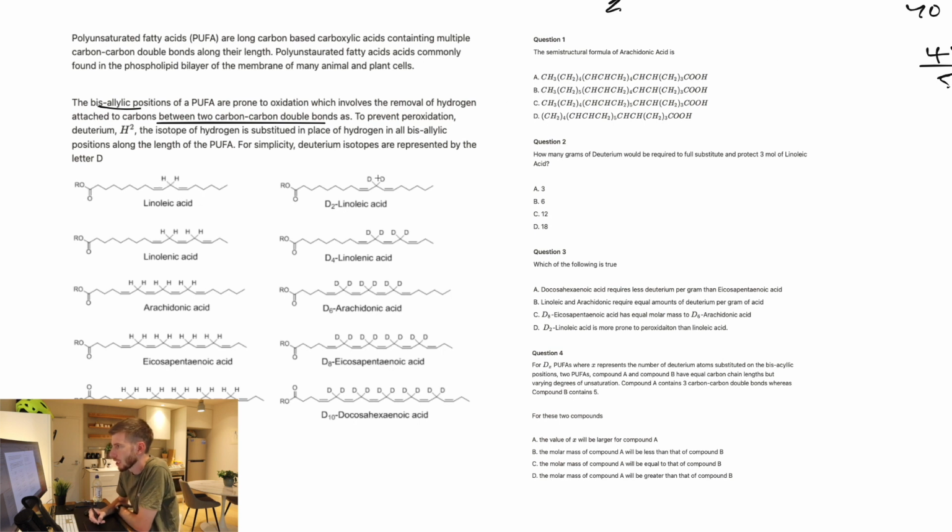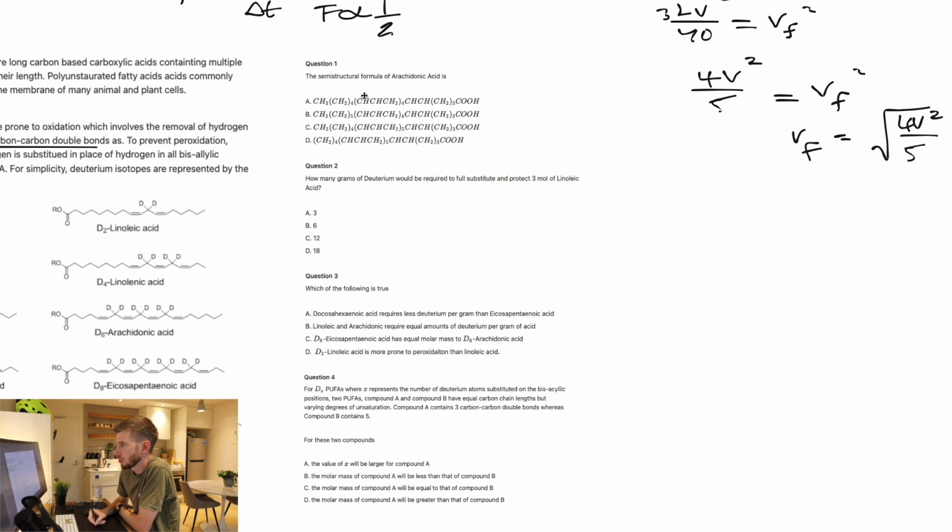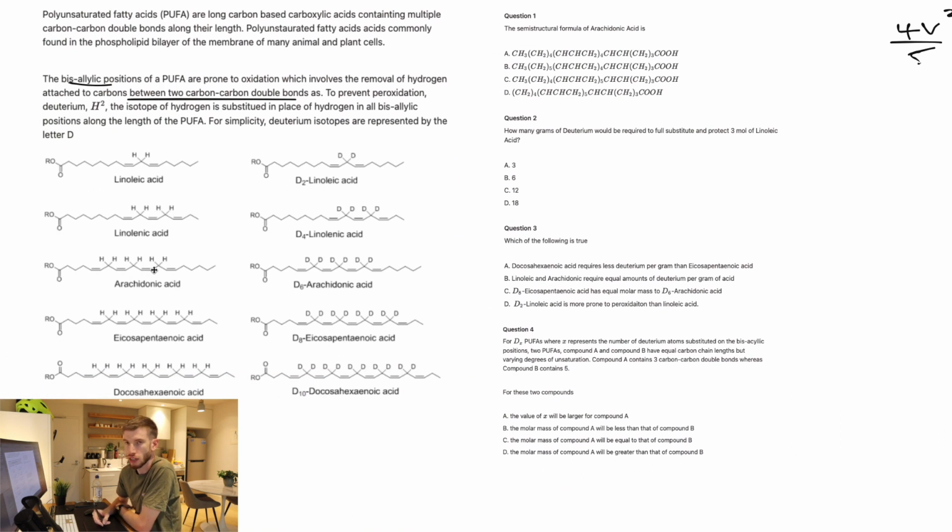And so all it's really said is we're just replacing hydrogen with an isotope, H2, but it's going to be represented as the letter D for simplicity, like that. And we've got a whole bunch of examples here. We'll come back to that. So then it says the semi-structural formula of arachidonic acid is. So this one, we don't really need to use a lot of the relationship being presented. We just have to understand what does semi-structural formula mean and where is arachidonic acid. It's just here. So we have to match it.